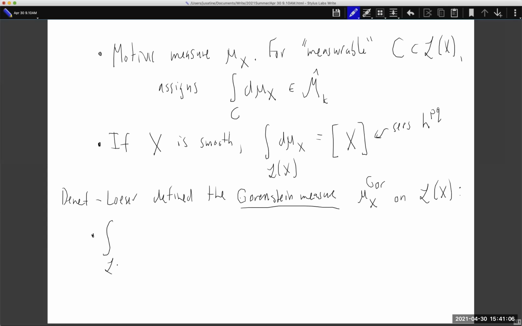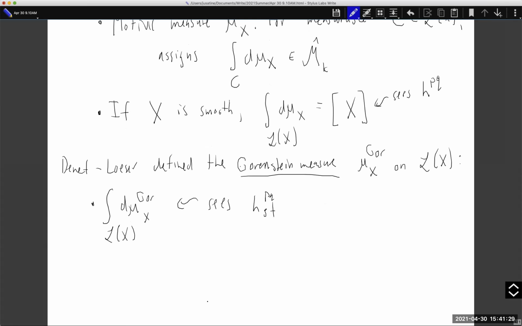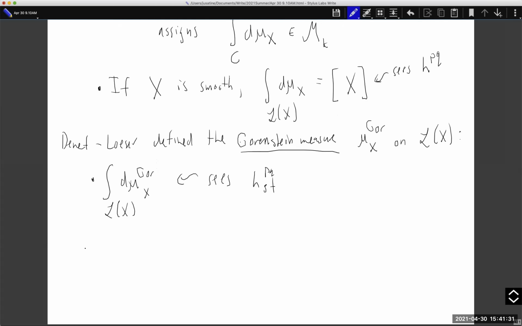Well, first of all, if I apply this measure to all of the arcs, then this actually does read off the stringy Hodge numbers of X. So in this last bullet point for usual motivic integration, this Gorenstein measure is playing that role, where it is seeing the stringy Hodge numbers instead of the usual Hodge numbers. But the analogy actually goes further than that.